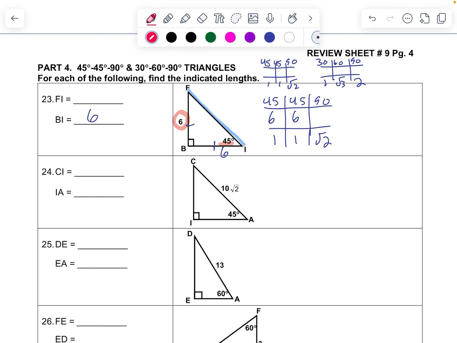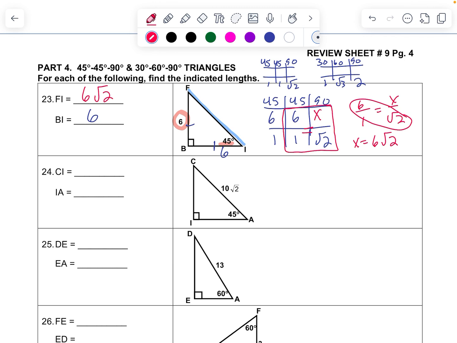Okay, I'm going to use the letter X to refer to that. Okay, I need to set up a ratio. So I can just use this box here. There's my equal sign. I'm going to have 6 over 1 equals X over square root 2. I have a proportion. Remember, you cross multiply. X times 1 is just X, and then you're going to have 6 square root 2. You can just leave it in that format.